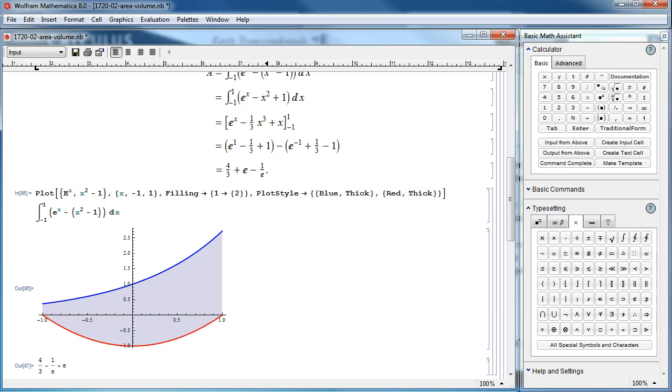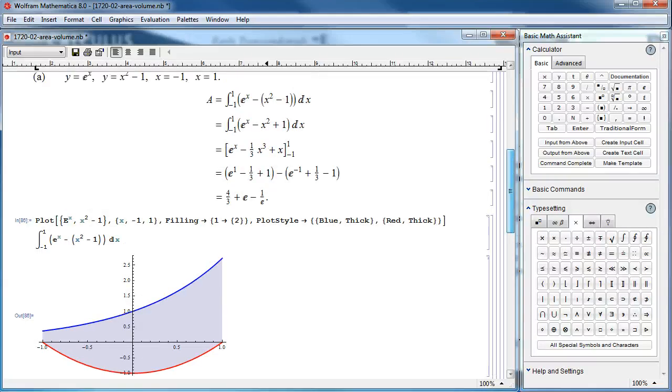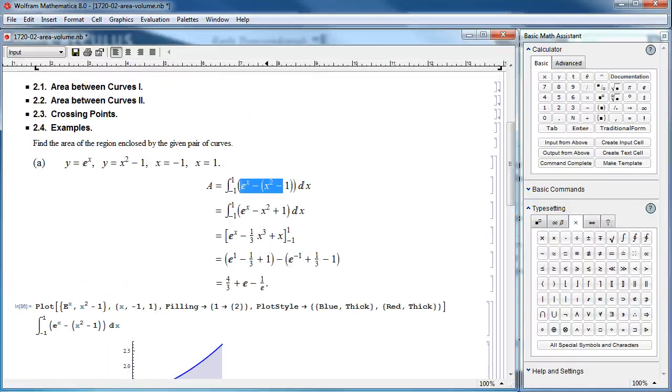The thick blue graph is the upper function, y equals e to the x. The thick red graph is the parabola, y equals x squared minus 1. As you can see, blue is the upper function, red is the lower function, and integrated from -1 to 1, upper function minus lower function, we're going to get the area. And that's this computation right over here. Computation step is easy. I'm going to leave that to students.